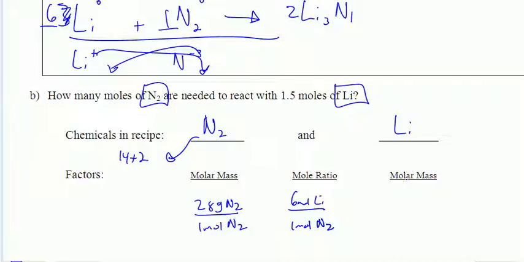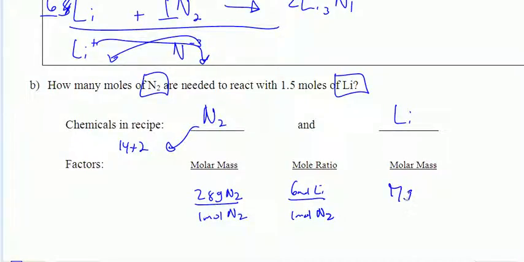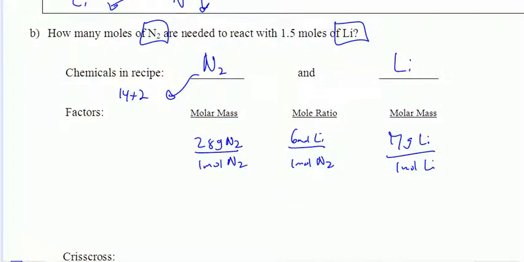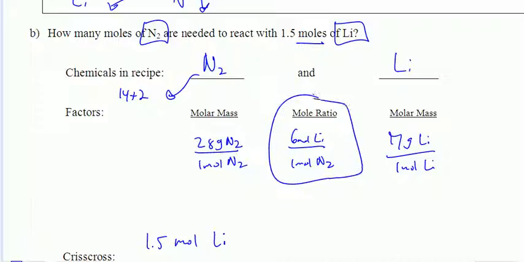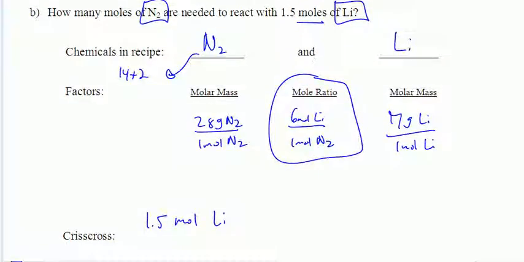And the molar mass of Li is, I don't have a periodic table, it's either 9 or 7. I'm going to go with 7 grams of Li for 1 mole of Li. I could be wrong though. So, crisscross. I'm starting with 1.5 moles of Li. Do I see moles anywhere else? I do not. Or do I see grams anywhere else? I do not. So I'm only going to use the middle ratio once again.